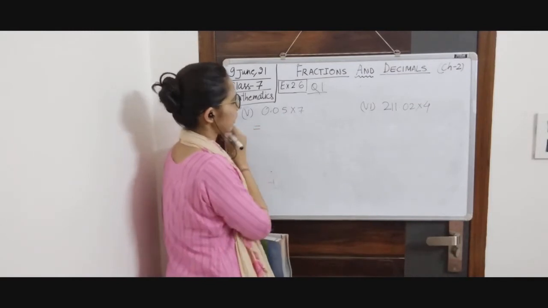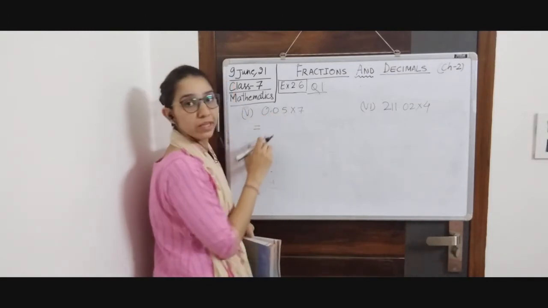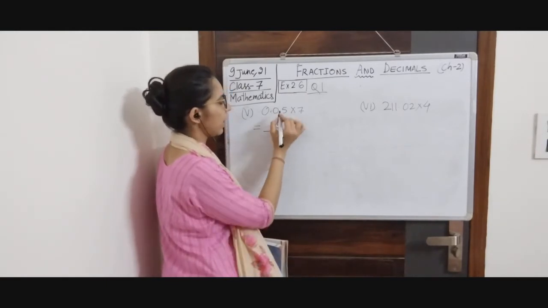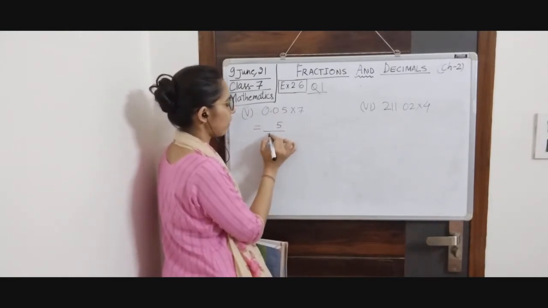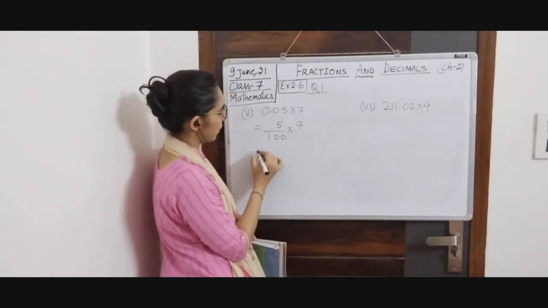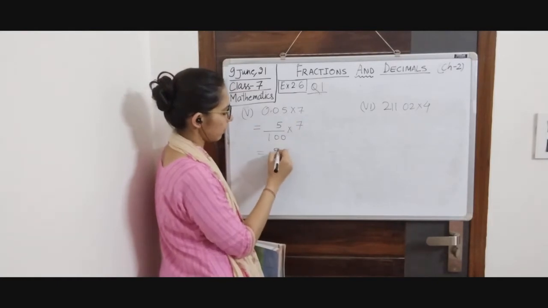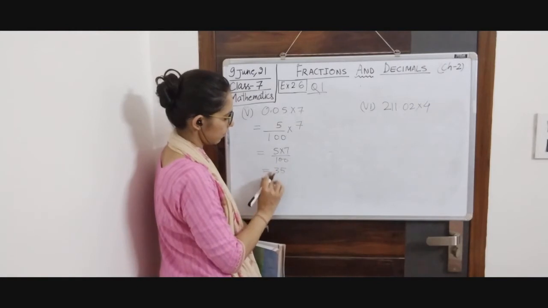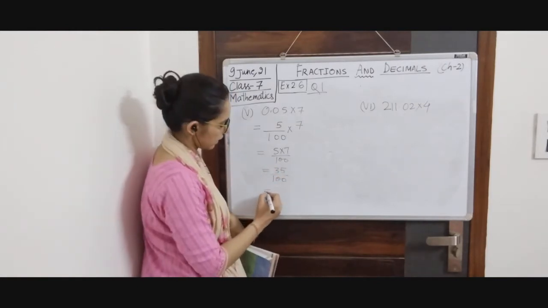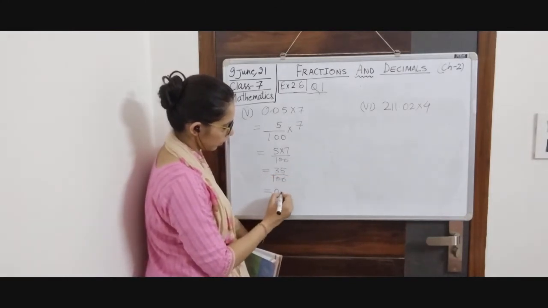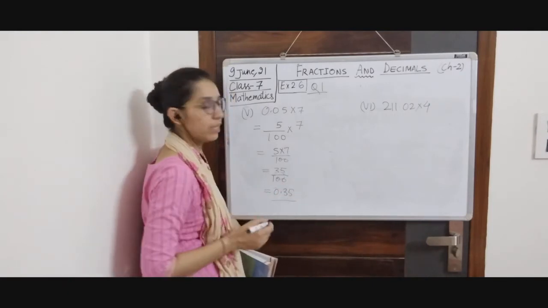As we discussed earlier, we will convert this decimal into a fraction. So it is 5 divided by 100, since there are 2 zeros after 1, into 7. Now we will multiply the whole number with the numerator: 5 into 7 divided by 100, which is 35 divided by 100. Now we will put the decimal. The decimal will come before 35, so it is 0.35. Okay.